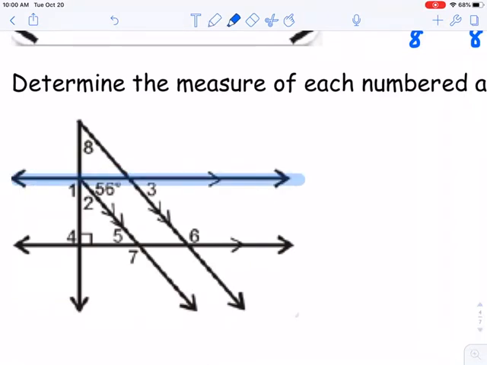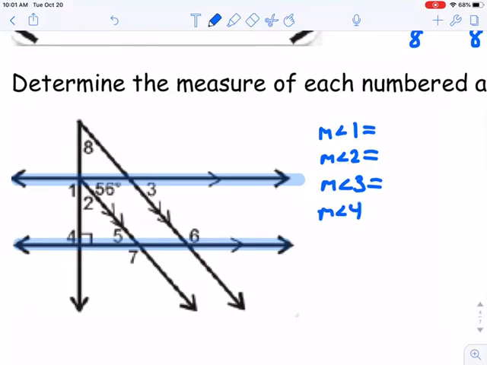Okay. So let me think where I want to start. There's a bunch of places I could start. Let me just do this. I'm going to write measure of angle 1, measure of angle 2. We're not going to go in particular order, but I'm going to just write these out. Because probably where I would start is, let's start with the measure of angle 4. That's probably going to be the easiest one to find first.